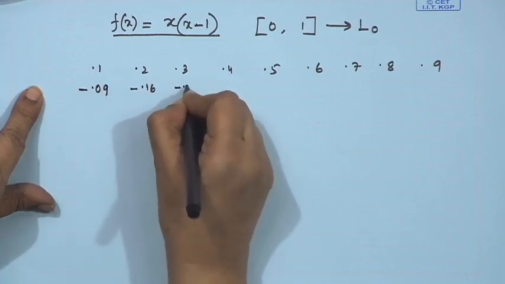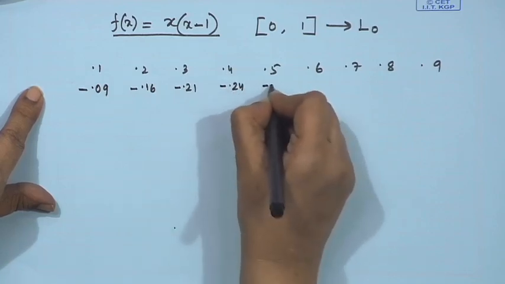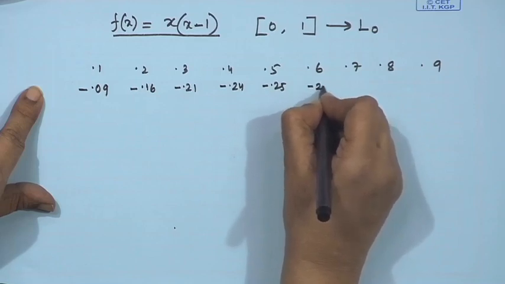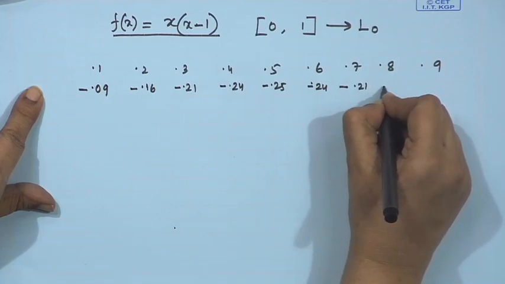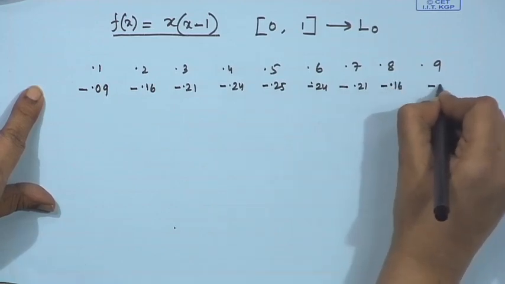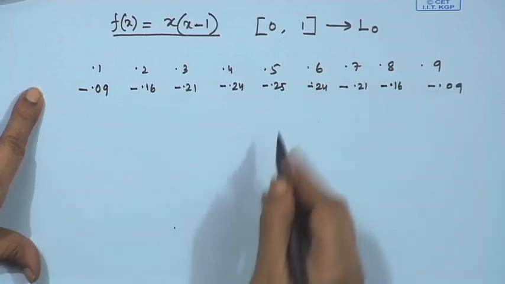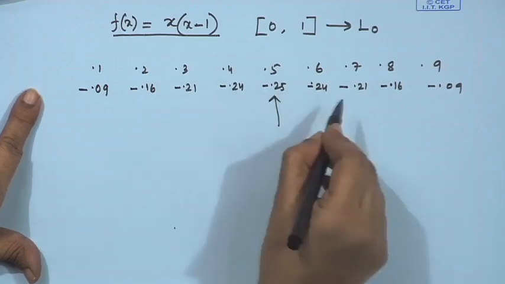0.16, 0.21, 0.24, 0.25, 0.24, 0.21. You could guess where the minimum is lying. Okay. Where is the minimum? Here is the minimum, the minimum must be lying here somewhere.